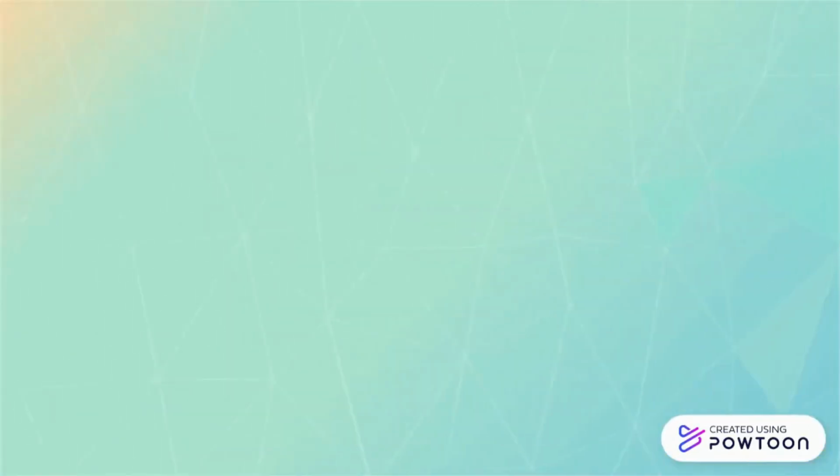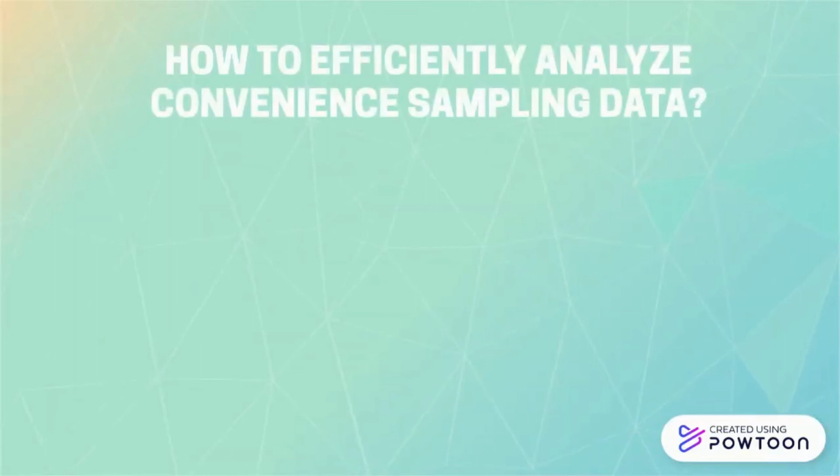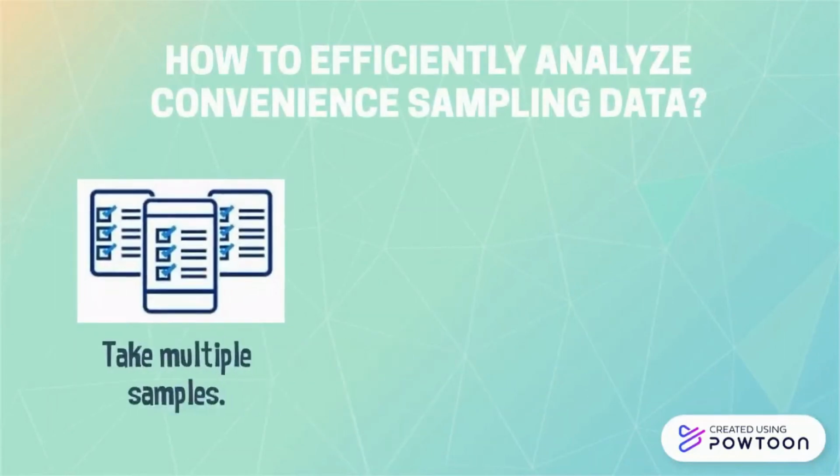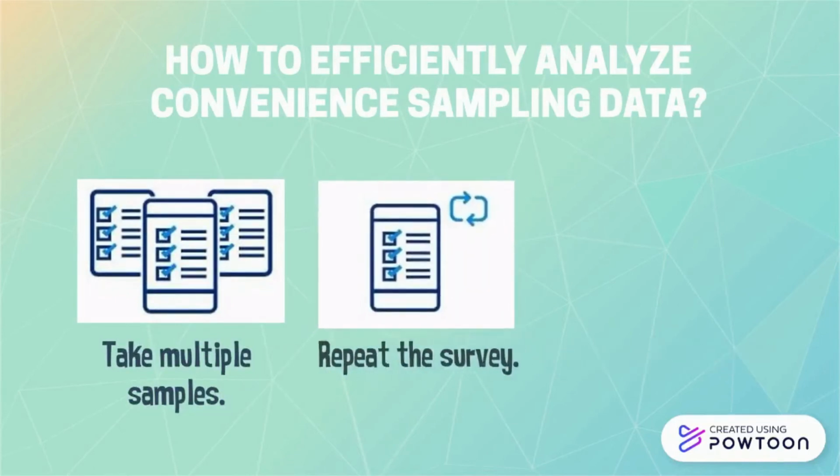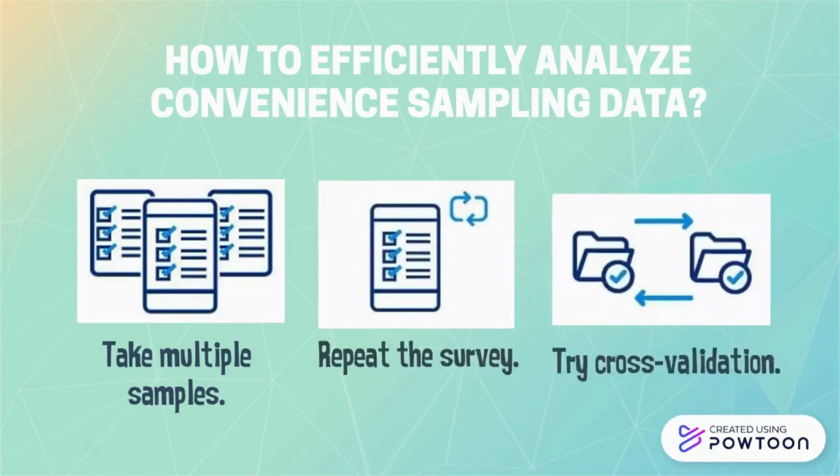Here are 3 quick hacks to efficiently analyze convenience sampling data. The first is to take multiple samples because it helps you in producing reliable results. The second is to repeat the survey to understand whether your results truly represent the population. The third is to try cross-validation for half the data, especially for a bigger sample size. Then compare the findings with the other half of the data.